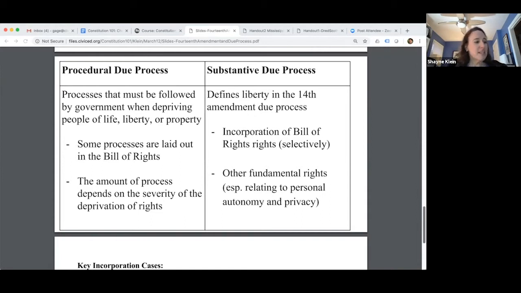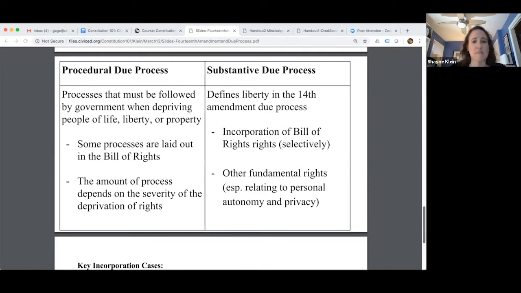But the idea behind substantive due process is that in Supreme Court cases, the court is choosing to define some liberties that people have, taking that phrase that you can't be deprived of life, liberty, or property without due process, saying, okay, what is that liberty that you can't be deprived of? And basically, there's sort of two categories that they have here of substantive due process. One is what we call incorporation, and the other is fundamental rights.